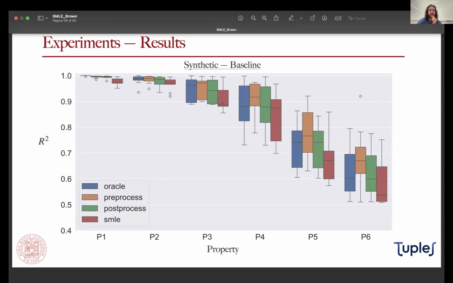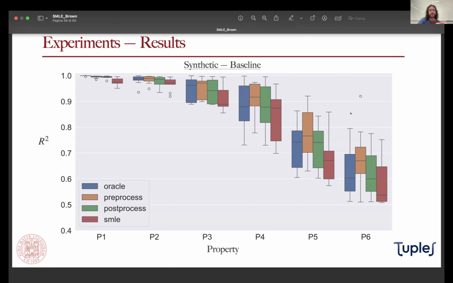Another observation is that post-process is very good. Actually, post-process is very close to Oracle. It's very effective, but again, as we remarked also before, it's very inefficient, okay? And it's very inefficient at inference time. And again, in a few slides, we are going to investigate this as well.